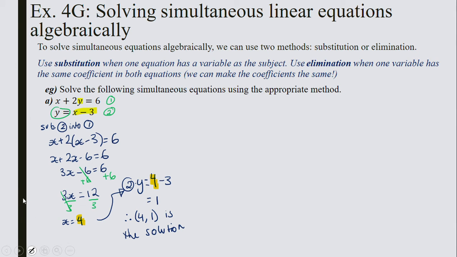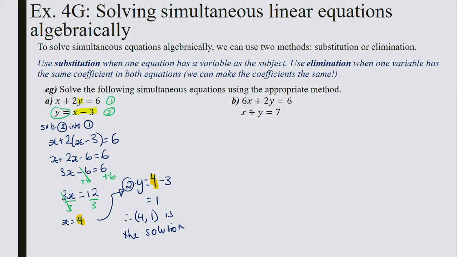All right, let's try another. This time using the elimination method. So the elimination method is useful when one variable has the same coefficient in both equations, or when we can make the coefficients the same.